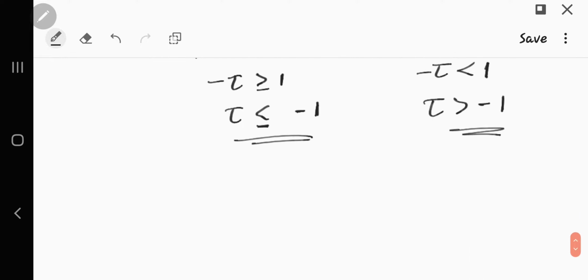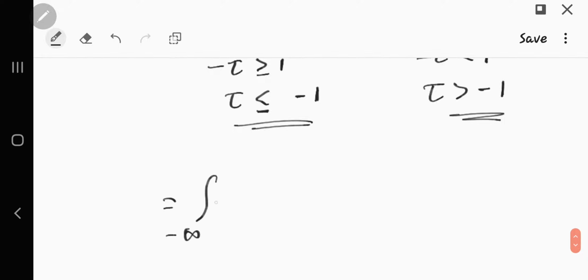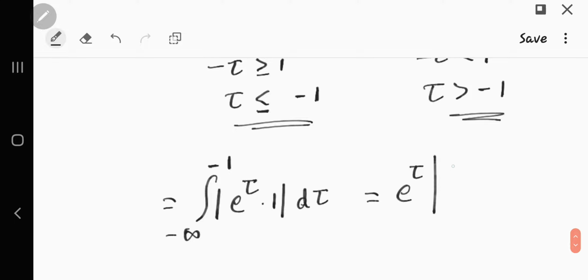So that means our limit will be from minus infinity to minus 1. In this duration, u of (minus 1 minus tau) will be 1. So what happens to the equation? The integral of e to the power of tau into 1 d tau. Now if you integrate this, you get e to the power of tau, and the limits are minus 1 and minus infinity.